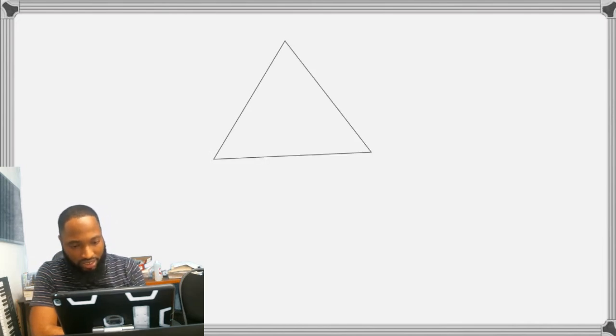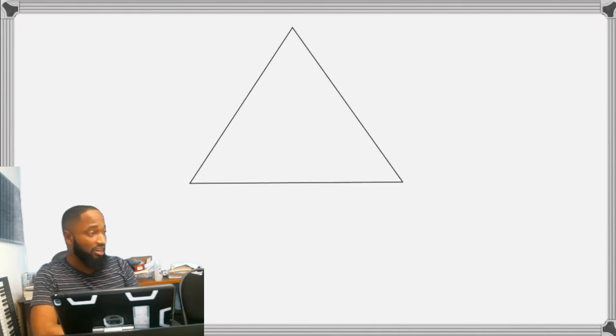Now you assume this is an isosceles triangle that's flat and that it's drawn perfectly. Yeah, looking good, eh? That triangle looking good.